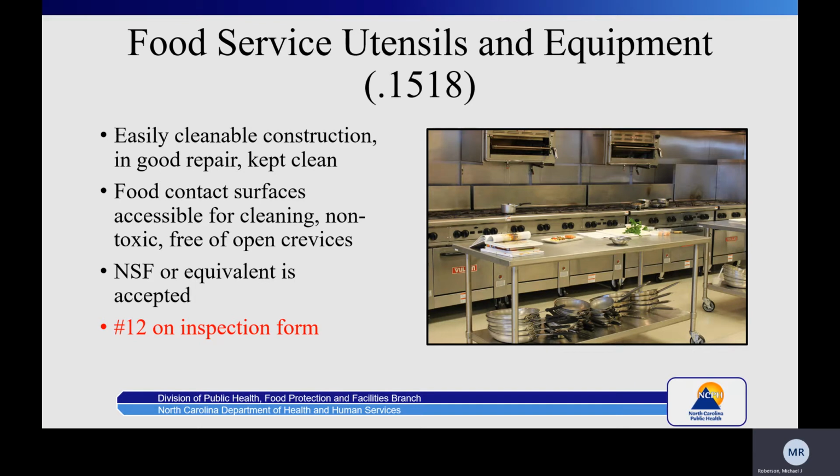Keep in mind that the requirements will be different if the facility is permitted as a 2600 kitchen. If it is operated under 1500 rules, the requirements are going to be a lot different. But if you have it permitted under a 2600 permit and you're using the food code, then you would make sure that it meets requirements for the 2600 rules. Any issues that you see with food service utensils and equipment under 1518 would be addressed under number 12 on the inspection form.